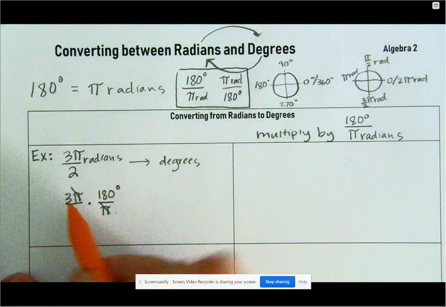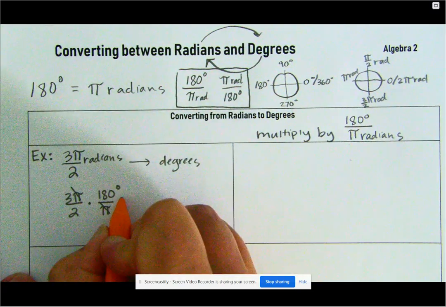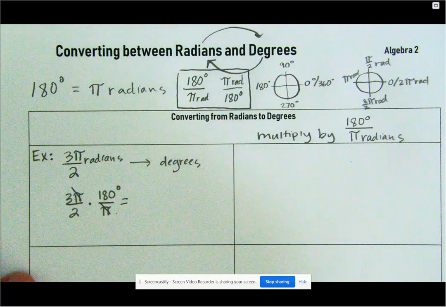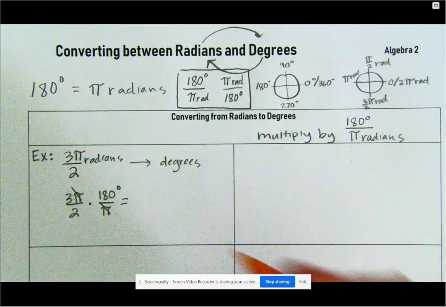It is a fraction, so we're going to multiply across the top and across the bottom. You could cross cancel or cross reduce before to simplify, but 180 times 3 is 540.